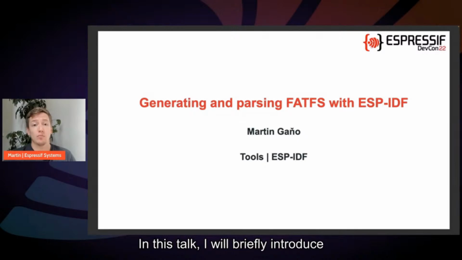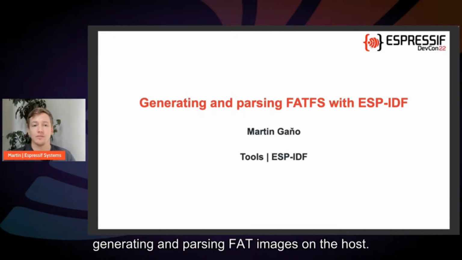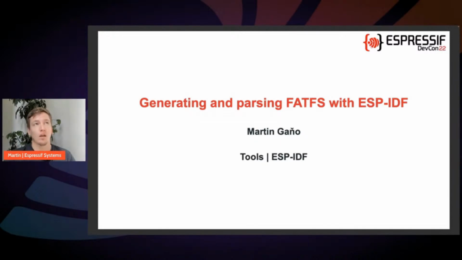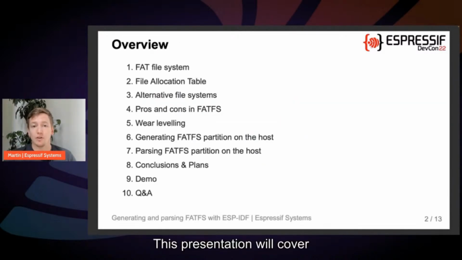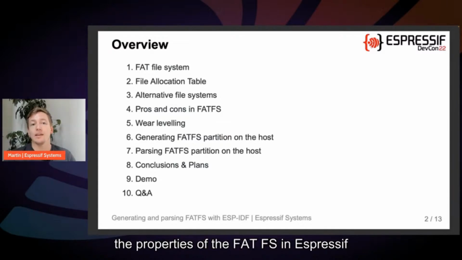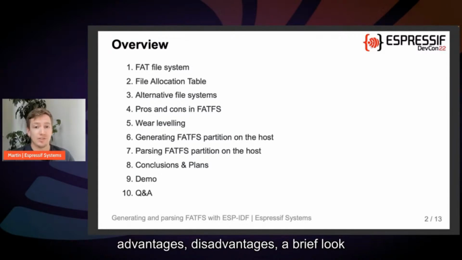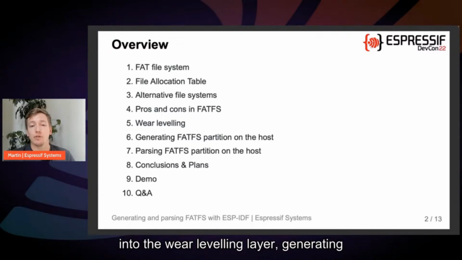In this talk I will briefly introduce file systems using Espressif chips, especially the FAT file system and our recently implemented Python tools for generating and parsing FAT images on the host. This presentation will cover the properties of FATFS in Espressif microchips, alternative file systems, advantages, disadvantages, a brief look into the wear leveling layer, generating and parsing images on the host, a quick demo, and last but not least, a questions and answers session.